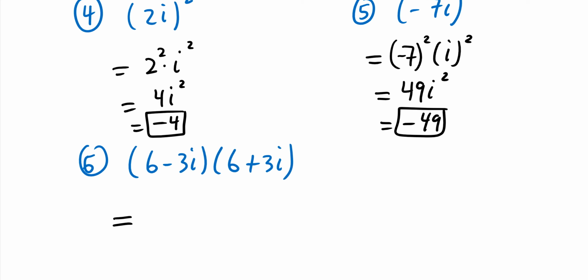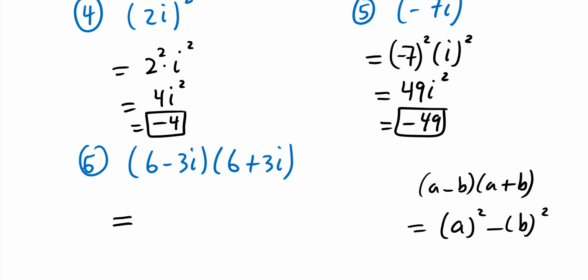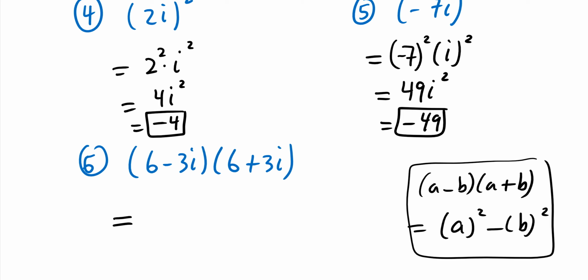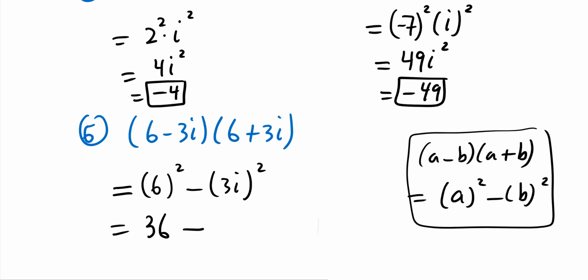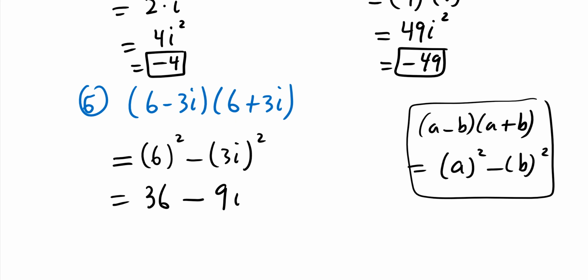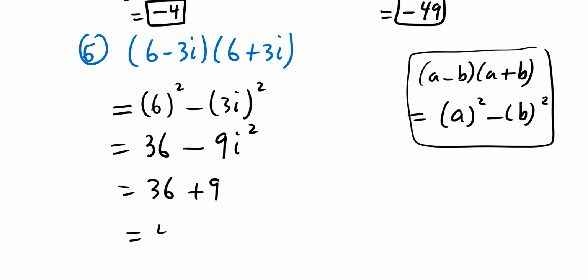For this one, you can multiply it out, or which we recommend, you know this looks like a minus b times a plus b. We can review the concept for this. That's a squared minus b squared. So you take the first one, square it, minus the second one, square it. Difference of 2 squares. So I can do that here: 6 squared minus 3i squared. Let's see what we get. 36 minus, similar to what we just did earlier, 9i squared. That's 36 plus 9, and that gives us 45.